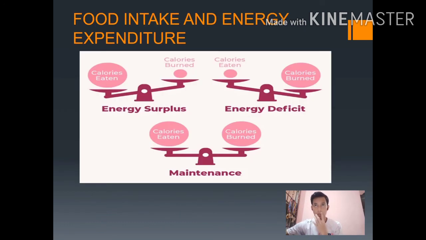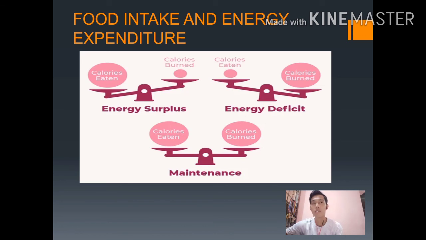So this is food intake and energy expenditure. This is a very simple discussion that I will discuss. So it's simple. Our body needs energy. So where do you get the energy? You get it from food. So why do you need energy? Because we need to stay alive, keep our body warm, and of course for movement and doing some physical activity.